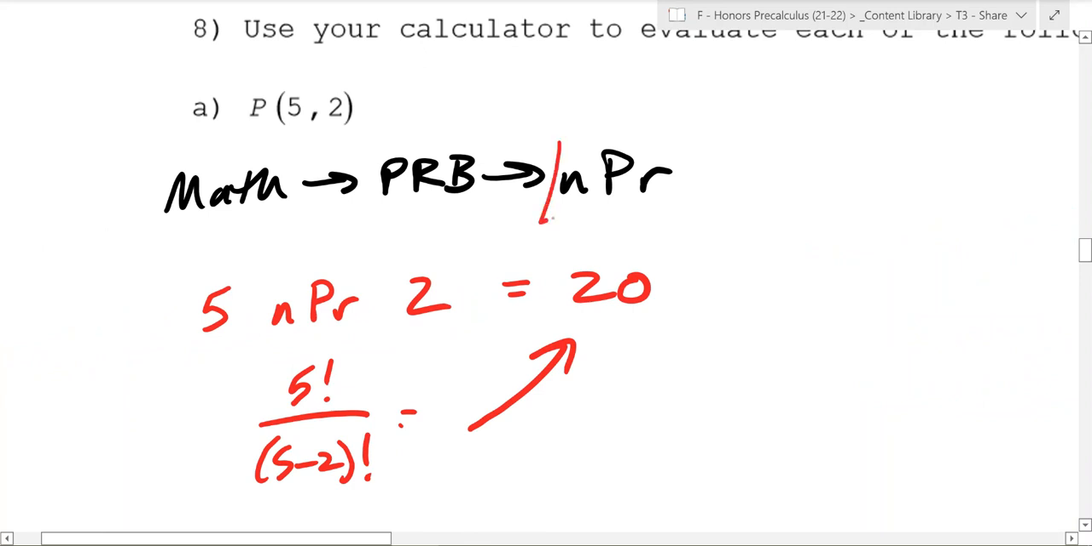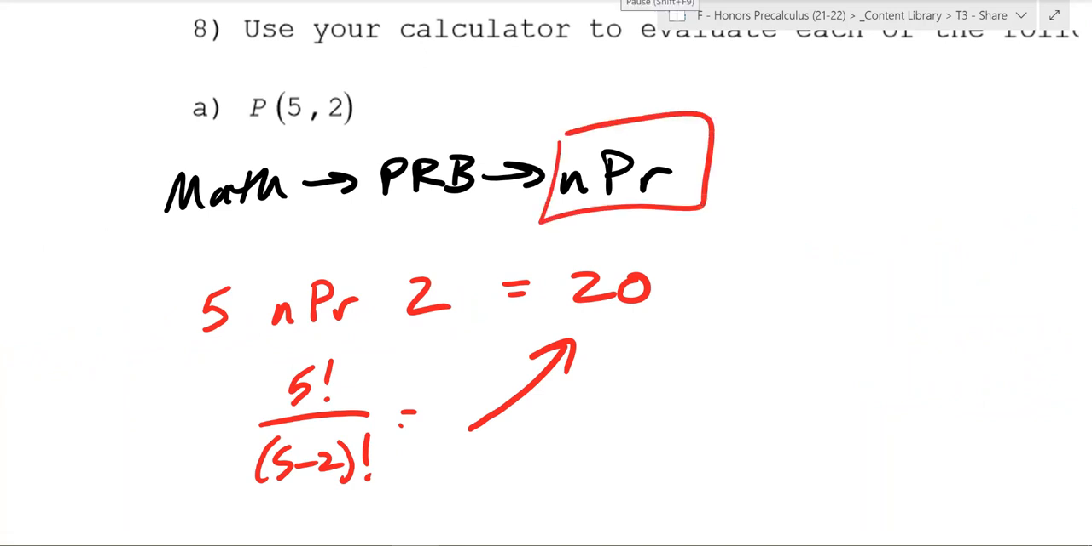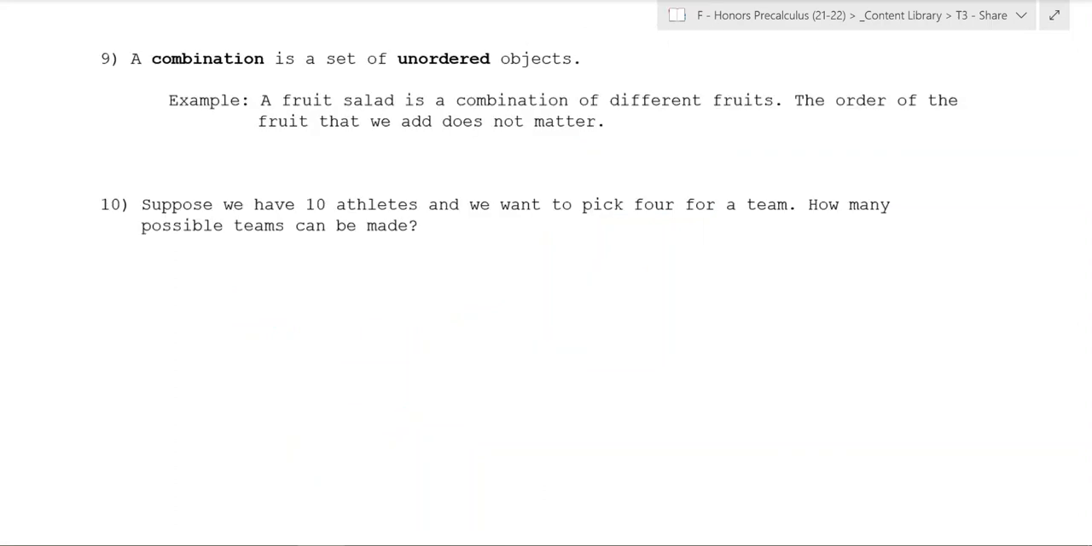Now be careful, this is nPr. There's another one, nCr. So go to nPr. So that's a combination. A combination is a set of an unordered pair. So the order doesn't matter, unordered. Fruit salad is a combination of fruits. The order of the fruit that we add doesn't matter in the final product. So suppose we have 10 athletes and we want to pick 4 for a team. Doesn't matter what order we pick them in.